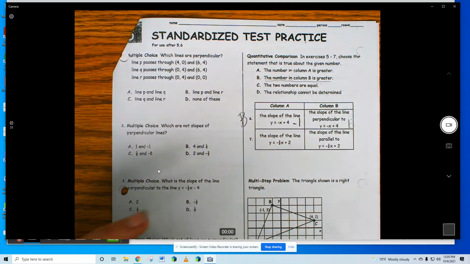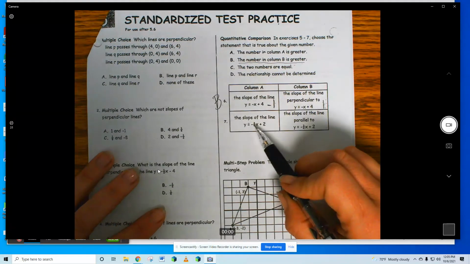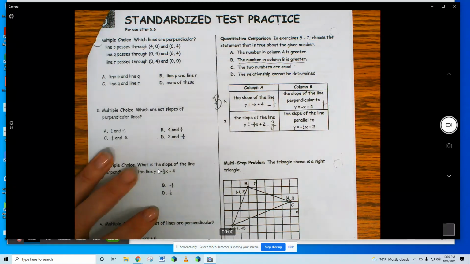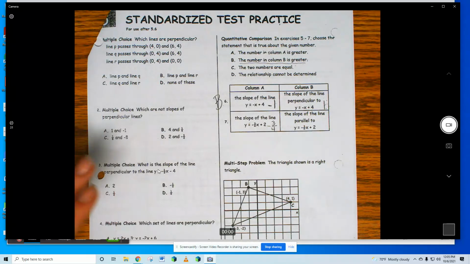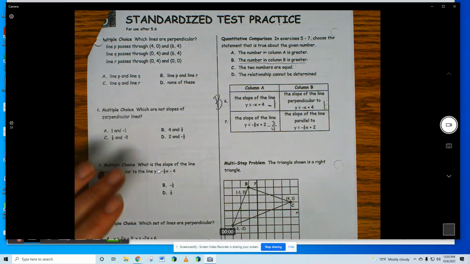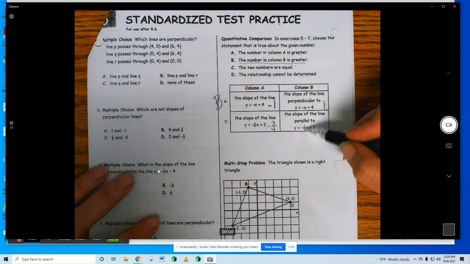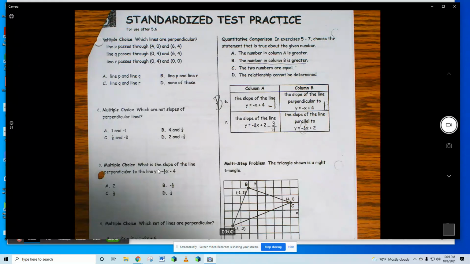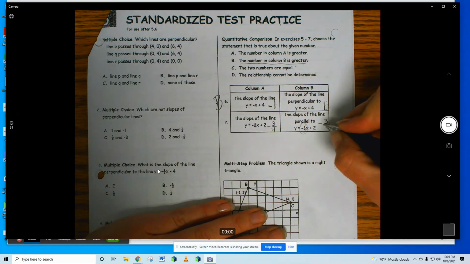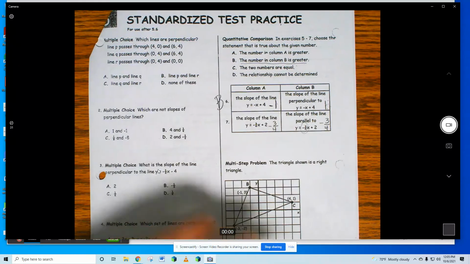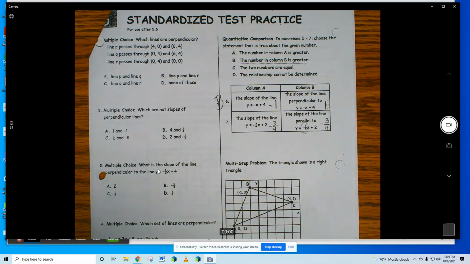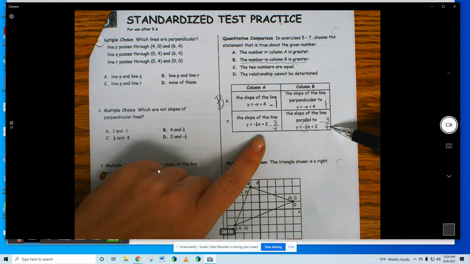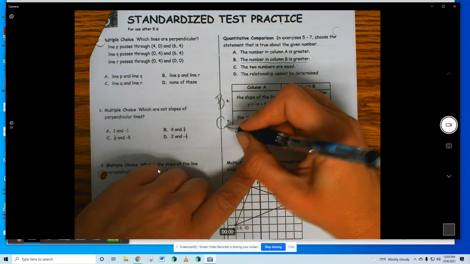Number 7. The slope of the line, negative 3/4 x. Well, obviously it's negative 3/4. I write that in the box. And then the slope of the line parallel. Well, parallel to negative 3/4 is what? Parallel. It's easy to mix up. So, A, the number in column A is bigger. B, the number in column B is bigger. C, they're equal. C, equal.